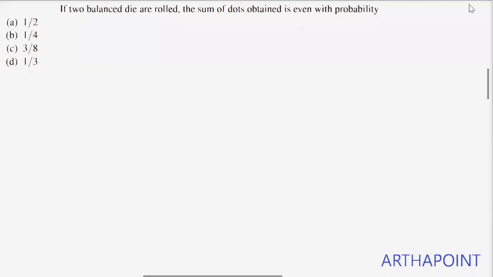Hello. Let us now do a question from ISI 2015. This question is on probability. It says if two balanced dice are rolled, the sum of the dots obtained is even with probability, and it is given. So let's try and see how we can solve this.